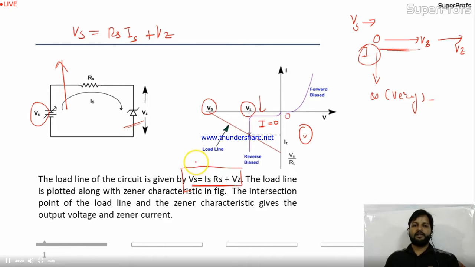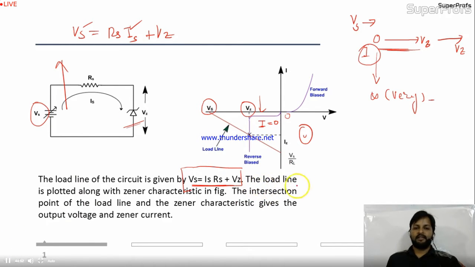Okay. So if you want to draw the load line, you have to take Vs and Is. This is the Is, this is the Vs. Okay. Vs, Is. So here, how to draw the load line? I think you can come directly over here.